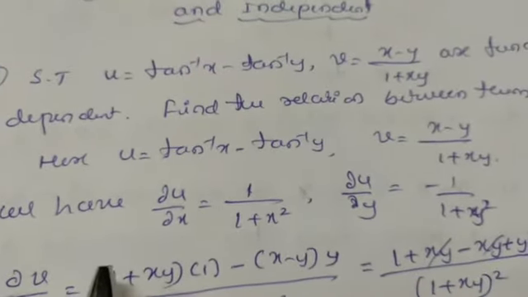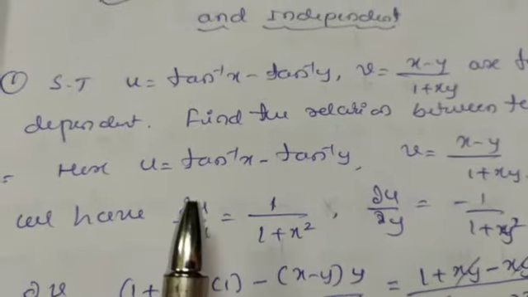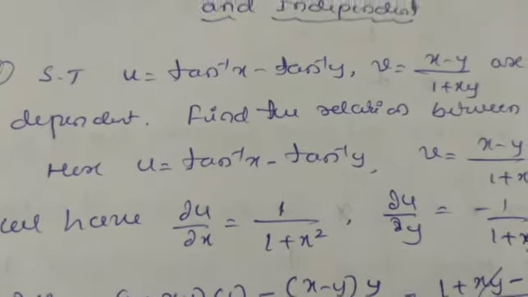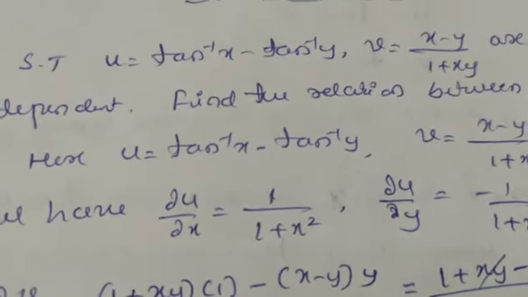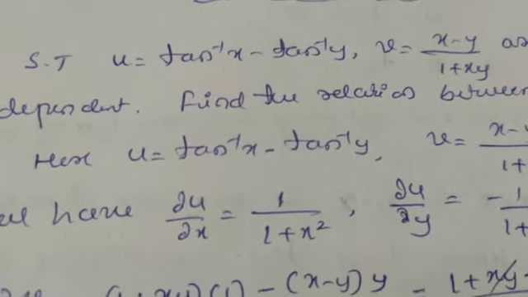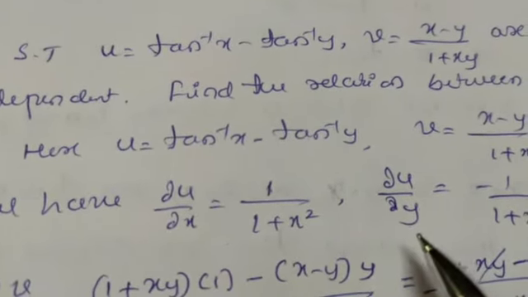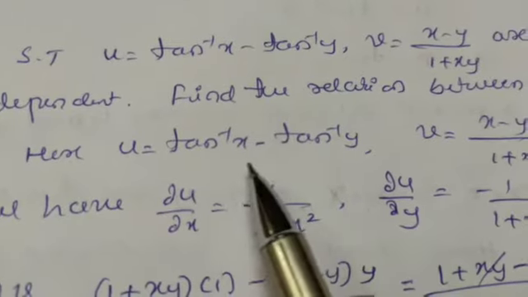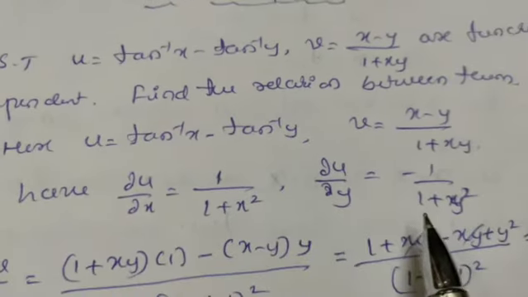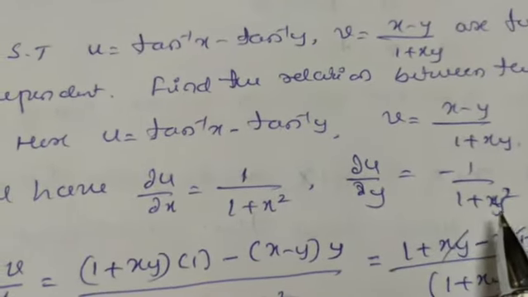Now we have to find dou u by dou x. We know dou u by dou x is 1 by (1 plus x square), because the derivative of tan inverse x is 1 by (1 plus x square). And dou u by dou y: here tan inverse x is constant, and the derivative of tan inverse y gives minus 1 by (1 plus y square).